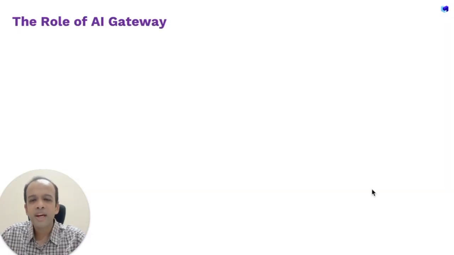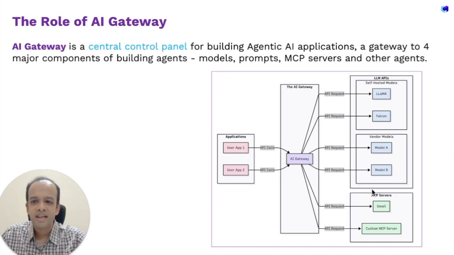First, a quick recap of what an AI Gateway is. It is a central control panel for building agentic AI applications. And technically, it is a gateway to four major components of building agents: models, prompts, MCP servers, which basically enable tools, and other agents. So think about the A2A protocol. So the AI Gateway basically covers all of these four key components of building agents and working with agents. It is the architecture that makes all of this possible.